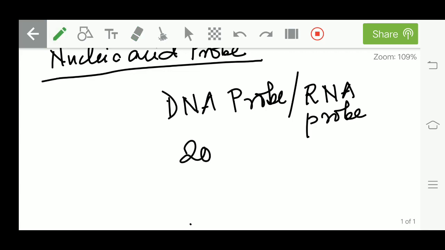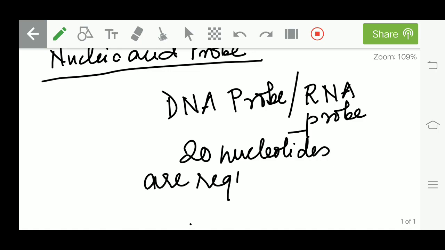Minimum 20 nucleotides are required for the probe.